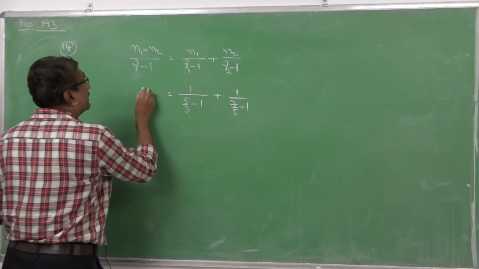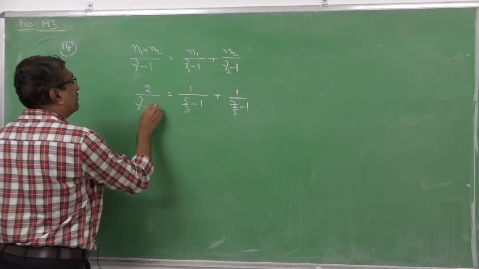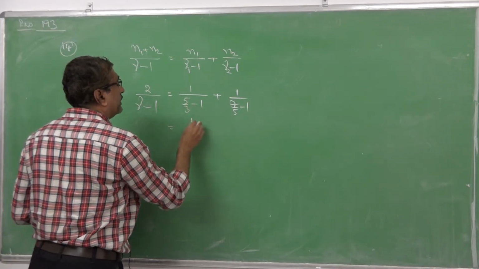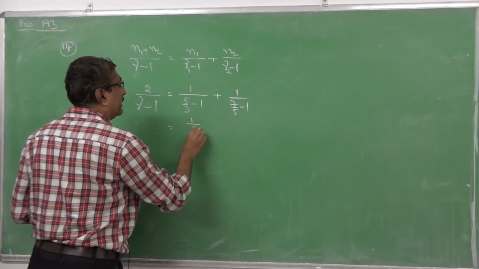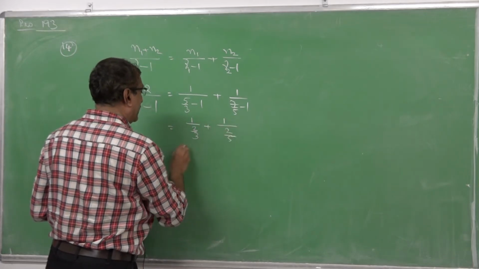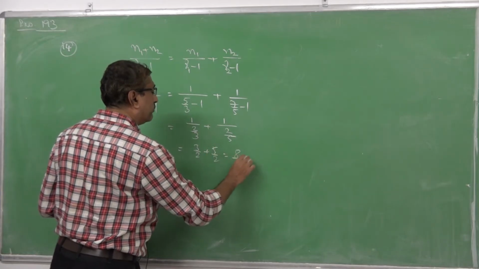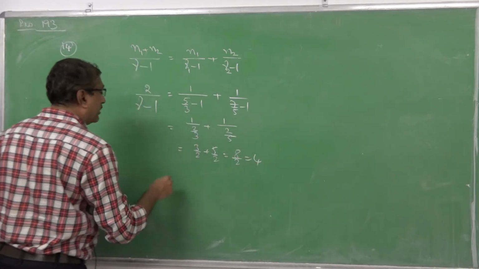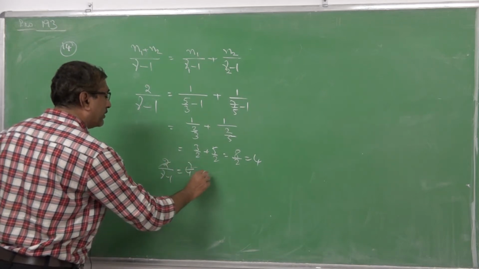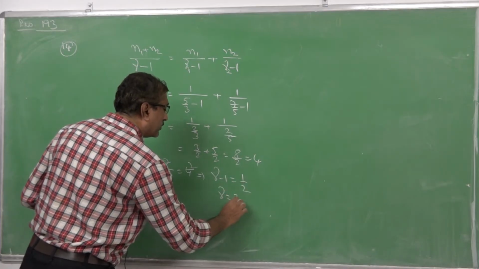So N1 plus N2 means 1 plus 1, 2, divided by gamma minus 1. So from this we can write 1 by 2 by 3 plus 1 by 2 by 5. That is (3 plus 2 plus 5) by 2, that is 8 by 2, 4. So 2 by (gamma minus 1) equal to 4 implies gamma minus 1 is 1 by 2, gamma is equal to 3 by 2.